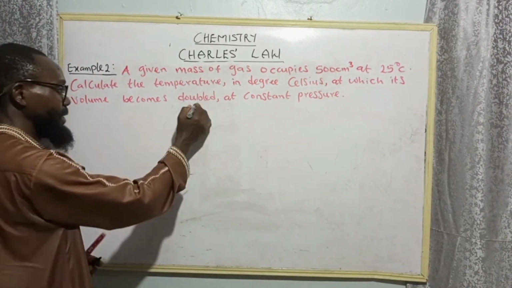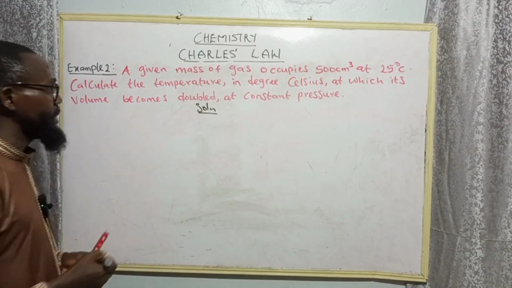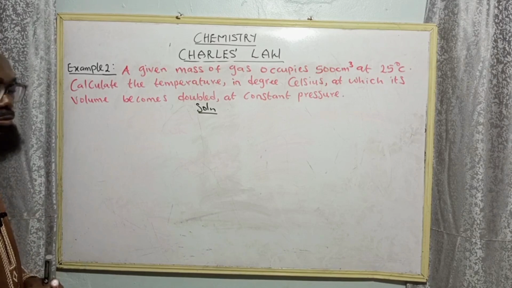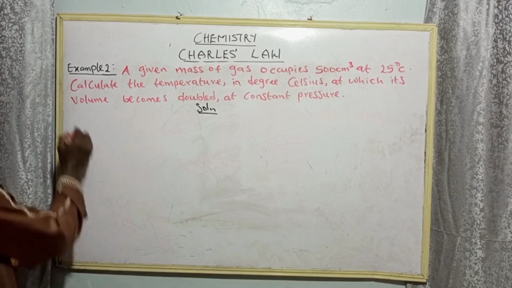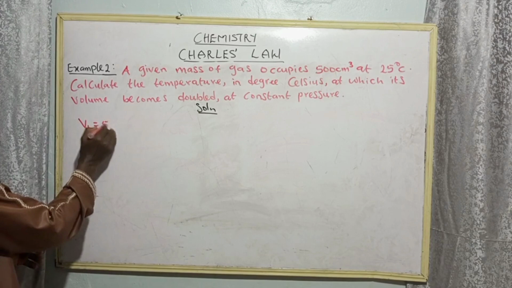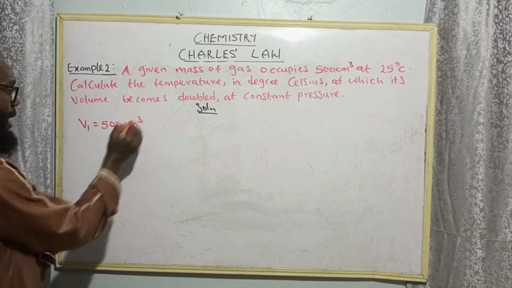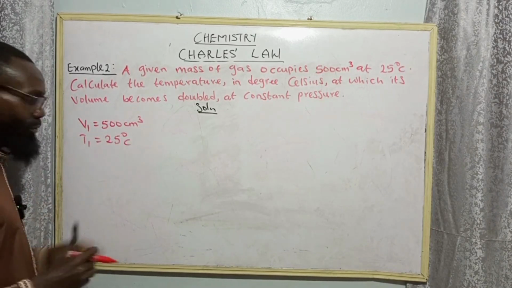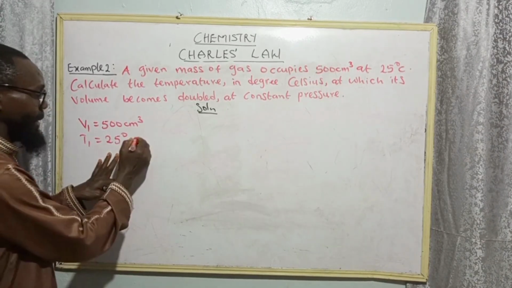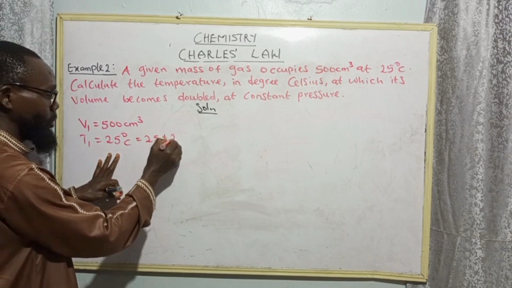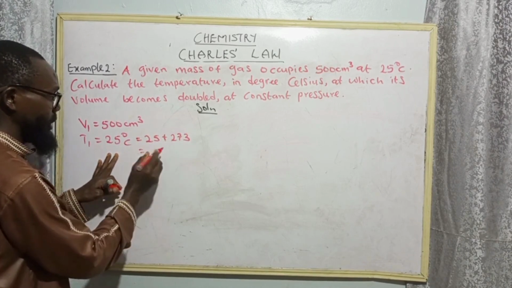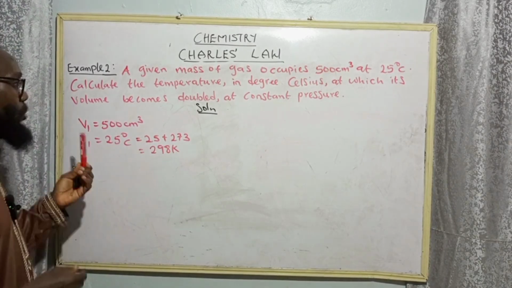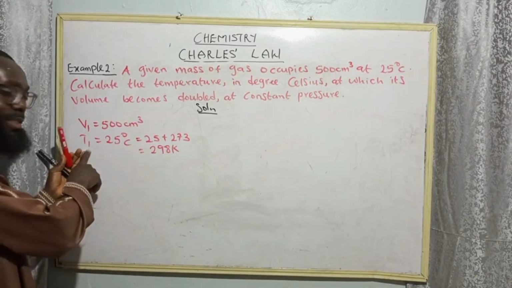Now let's interpret this. A given mass of gas occupies 500 cm cube at 25 degrees Celsius. So the first volume, V1, is 500 centimeter cube, and the temperature T1 is 25 degrees Celsius. So we have to convert this into Kelvin by saying 25 plus 273, which gives 298 Kelvin. Fine. Calculate the temperature. We have the first temperature here.